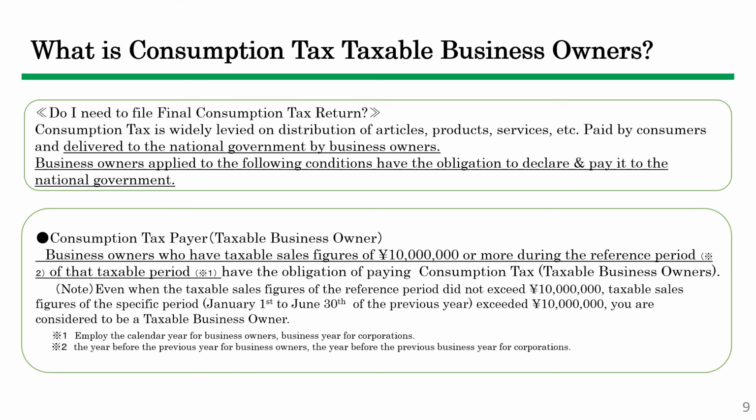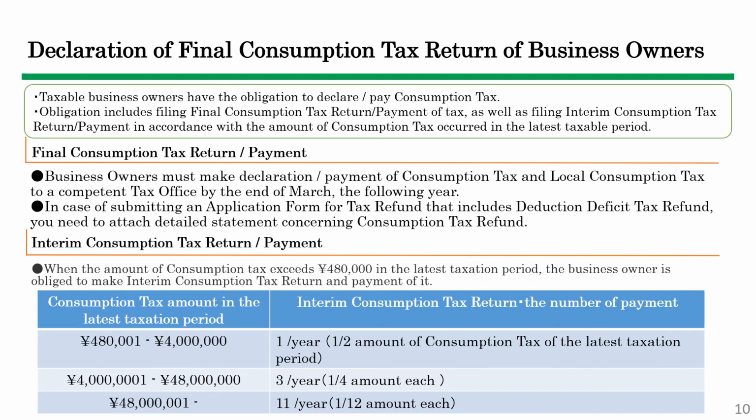The above is a rough explanation whether you will be deemed as taxable business owners of consumption tax. In case you have already applied for approval for special case on taxable period or approval for selective taxable business owners, the situation may be changed. Self-employer's declaration of final consumption tax and its payment must be done by March 31st of the following year. If the year's amount of consumption tax exceeds 480,000 yen, you will need to declare an interim tax return in the following year.